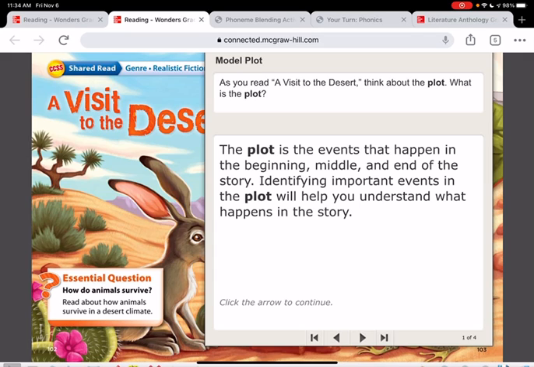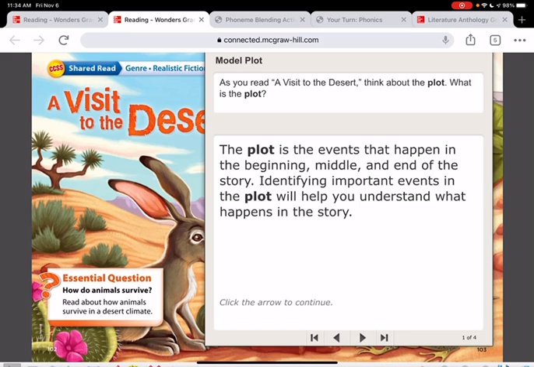Alright, so the first thing we're going to do today is we're going to go back to our story, A Visit to the Desert. And what we're going to do is we're going to look at three different things. We're going to look at character, setting, and plot. So let's go ahead and read this together.